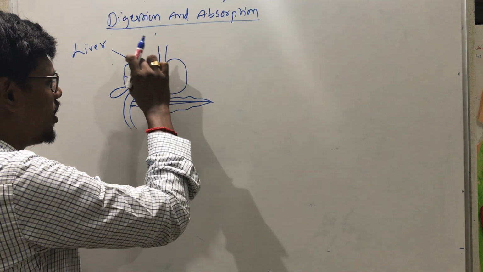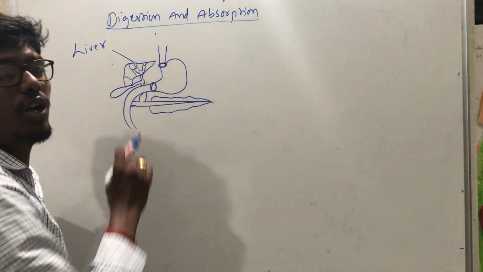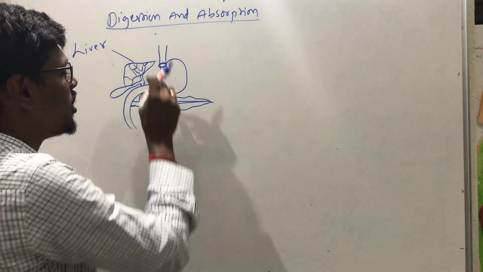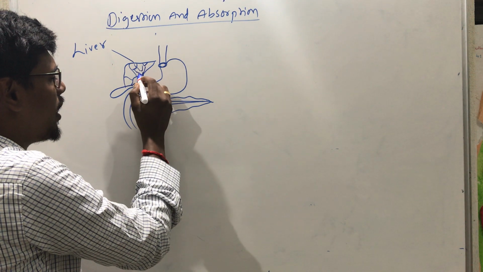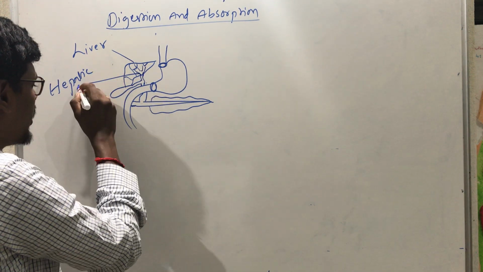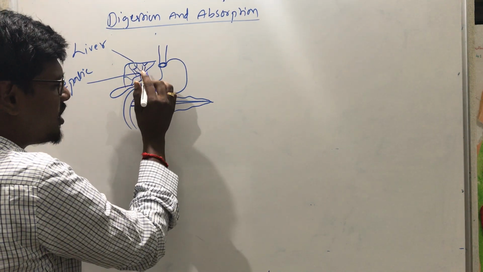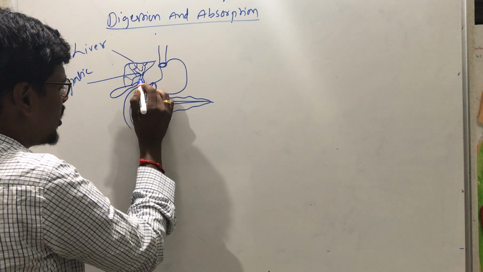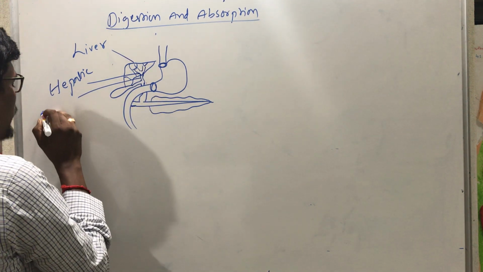Okay, these all are lobules. The lobules are connected into the ductules. All the ductules will be connected into one duct. This is called the hepatic duct. Next, in this region there is the bile duct.